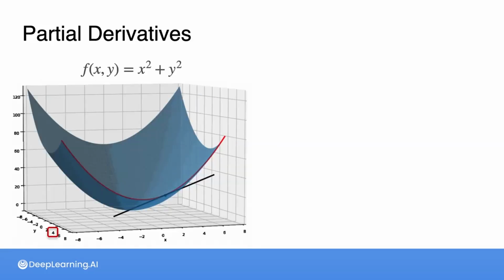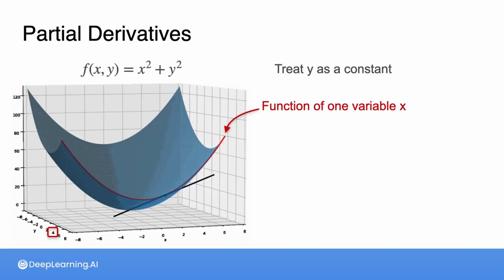If we take our function in the variables x and y, which is plotted in 3D, and let's say we fix a value of y. In this case it's 4, but it can be anything. So we treat y as a constant. All of a sudden, if you treat y as a constant, this is no longer a function of two variables. It's now a function of only one variable, represented by this red parabola over here.